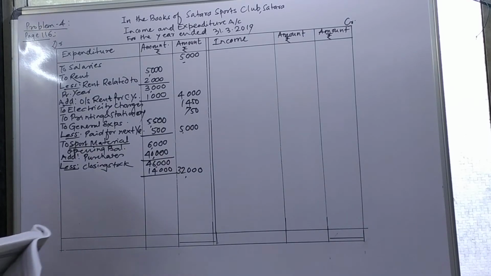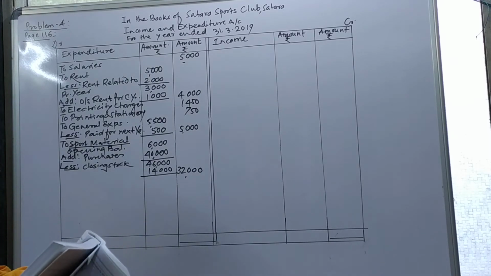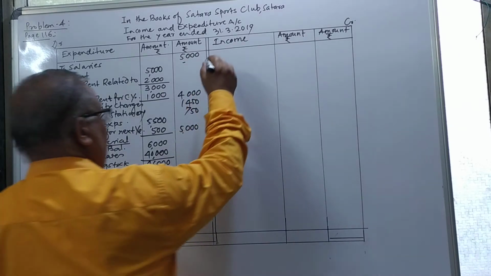Then cash balance carried down, cash in hand and cash at bank. This goes once again on the asset side of the balance sheet, which we are not preparing here. So that's it for the payment side. After making the payment side, we can take the subscription on the income side.